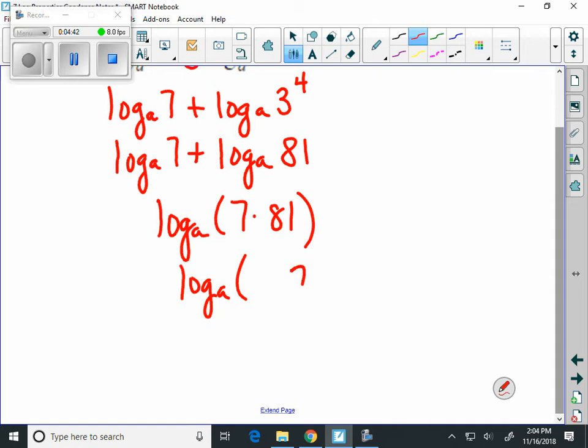We get log base a of 567. I just multiplied 7 times 81. And you can use your calculator to do that.